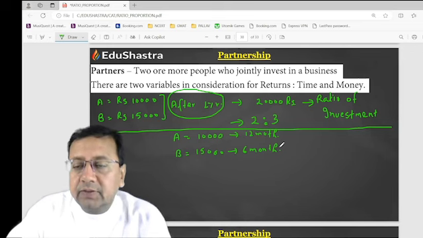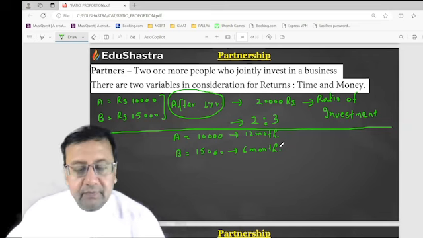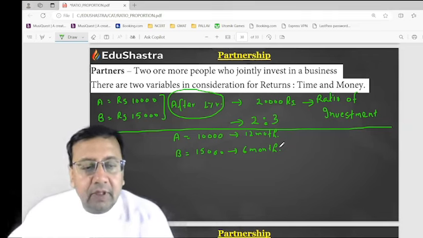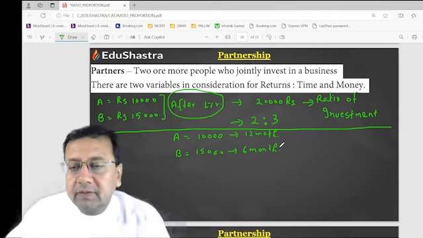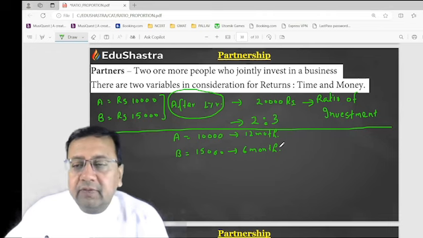Okay, Hardik, okay, yes, okay. Yeah, waiting for others to give me some answer. In what ratio will they divide the profit? A is putting 10,000 for 12 months and B is putting 15,000 for 6 months.